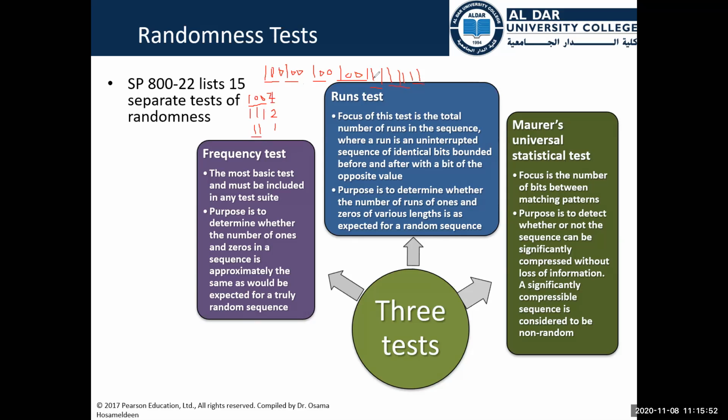Because they have been repeated 2 times. 1 1 1 and 1 1 1 is repeated 2 times. So 1 1 1 is repeated 2 times.